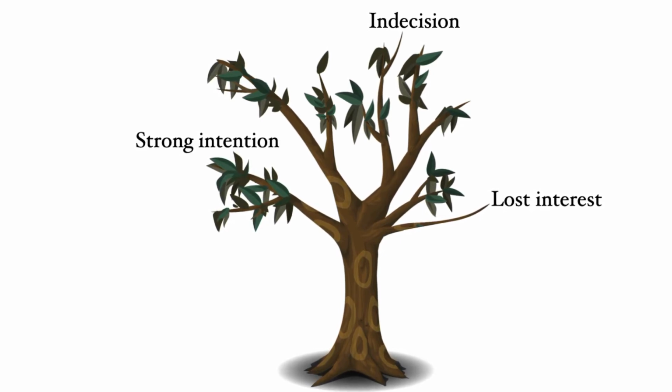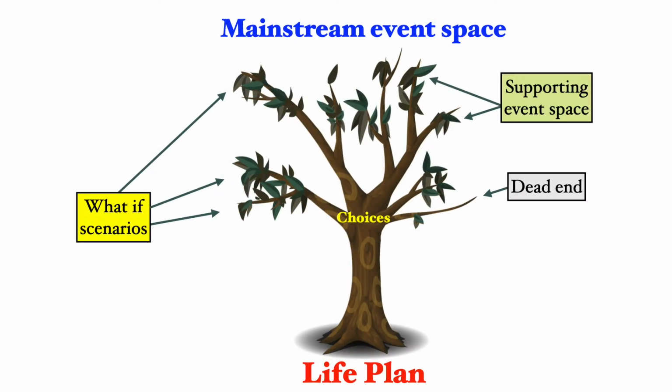Let's take it a step further. Here's the same tree. The trunk represents our life plan with its major themes and lessons. There is an overall direction to our life, which is the mainstream event space at the top. The branches represent different choices that create different what-if scenarios. We play them out and see what happens. That's how we learn about the cause and effect of things.